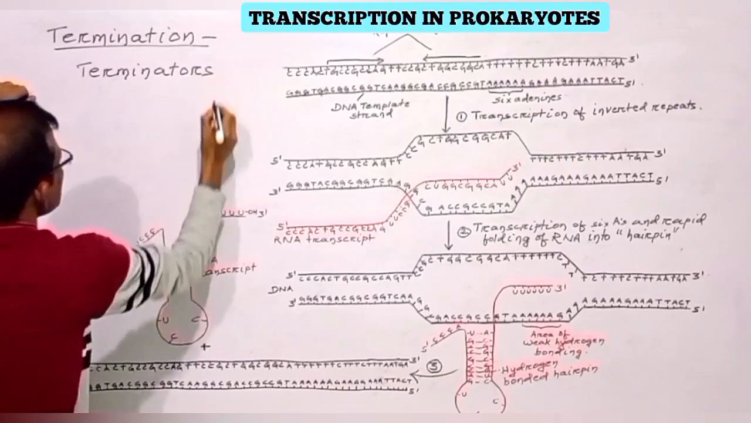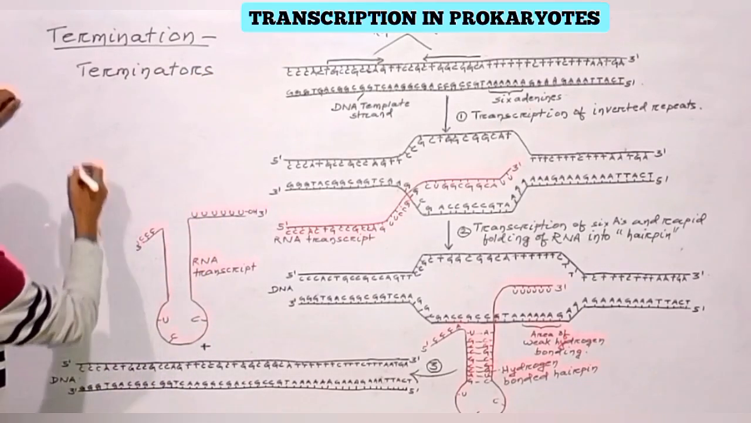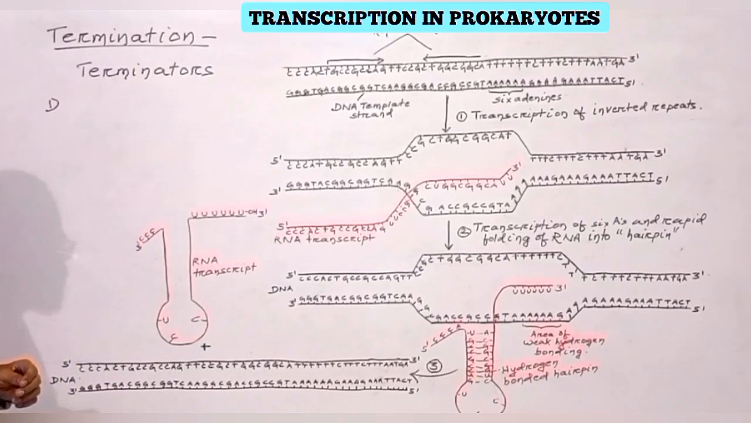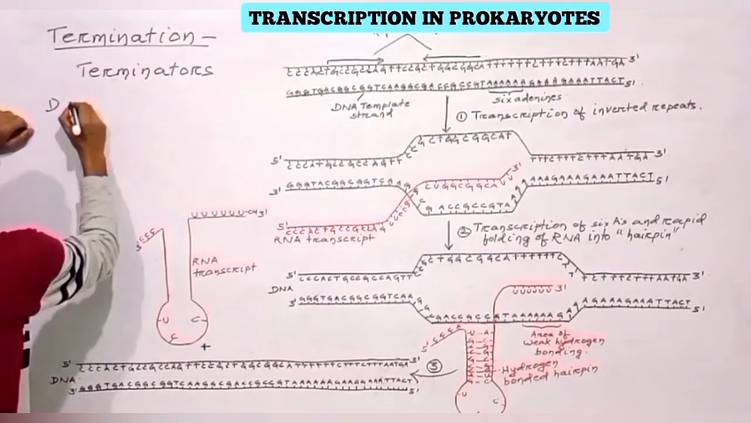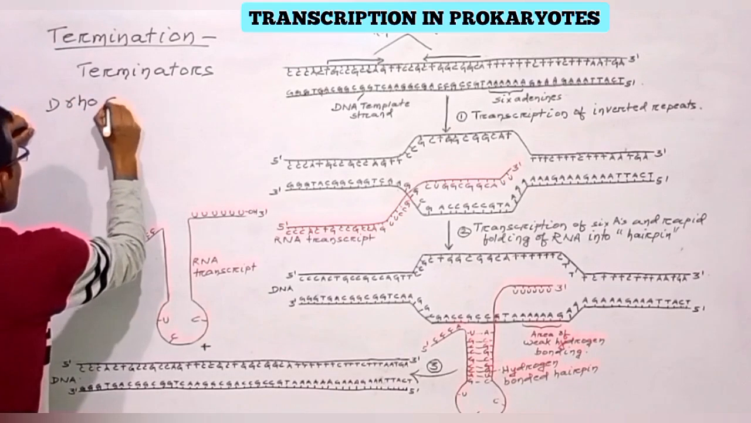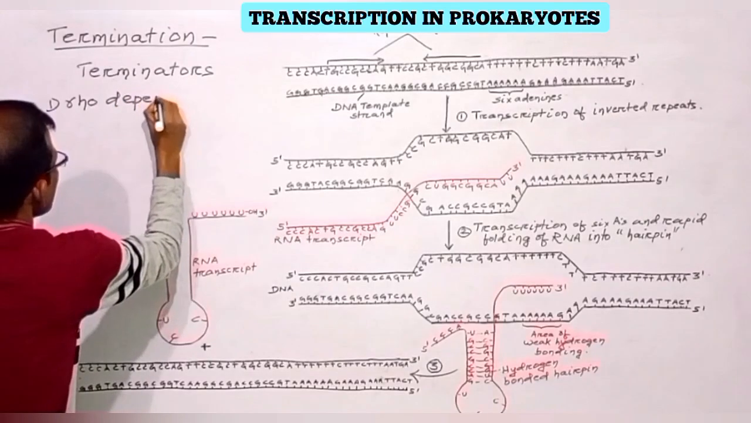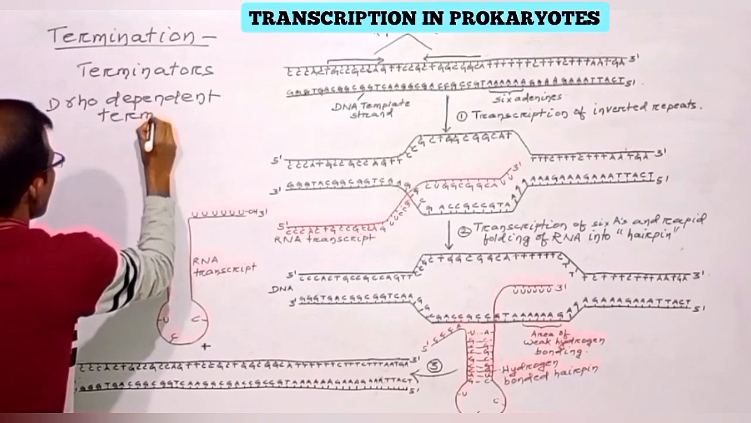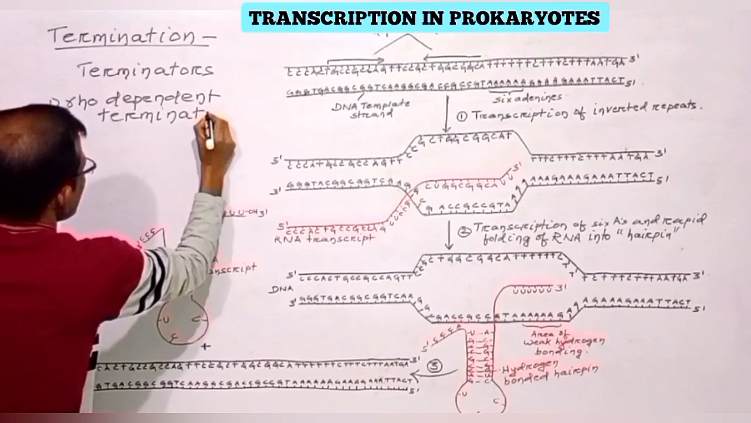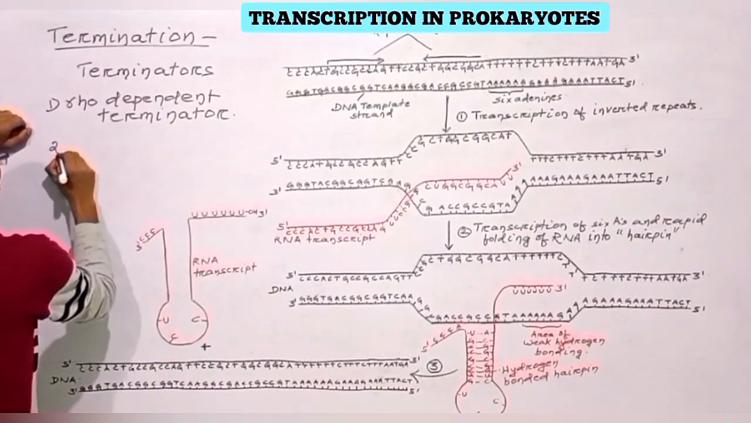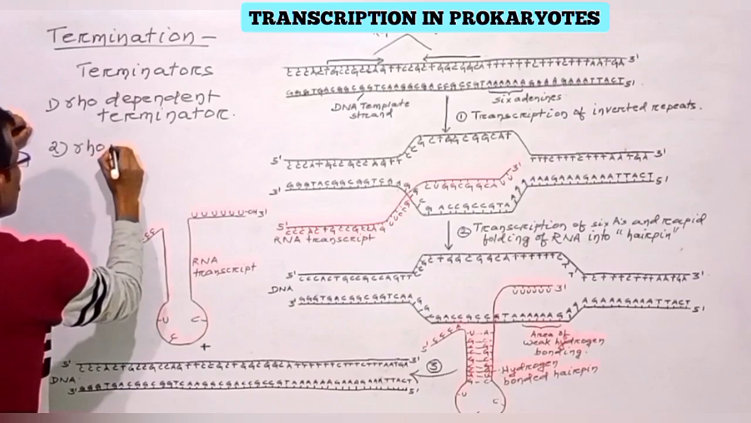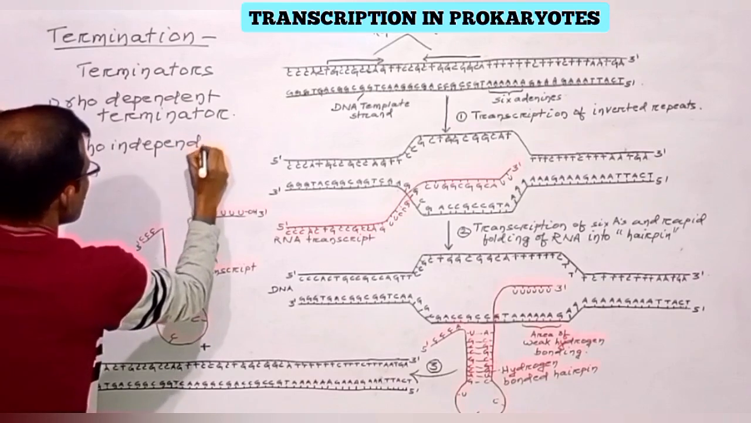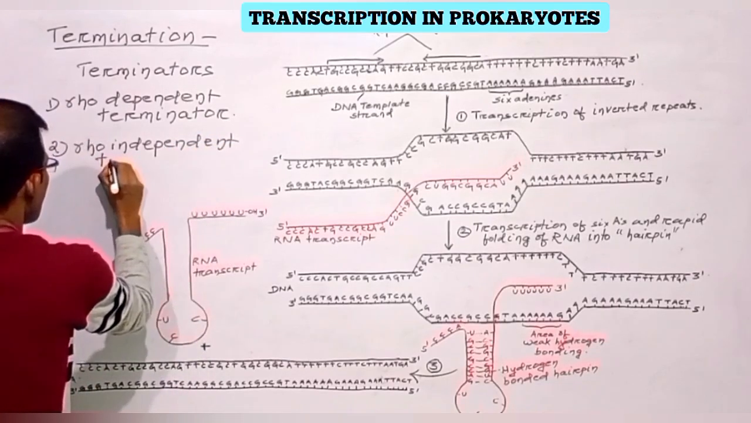In E. coli, there are two types of terminators. One type that results in termination only in the presence of a protein called Rho is known as Rho-dependent terminator. And the second type that terminates RNA synthesis without the involvement of Rho is known as Rho-independent terminator.